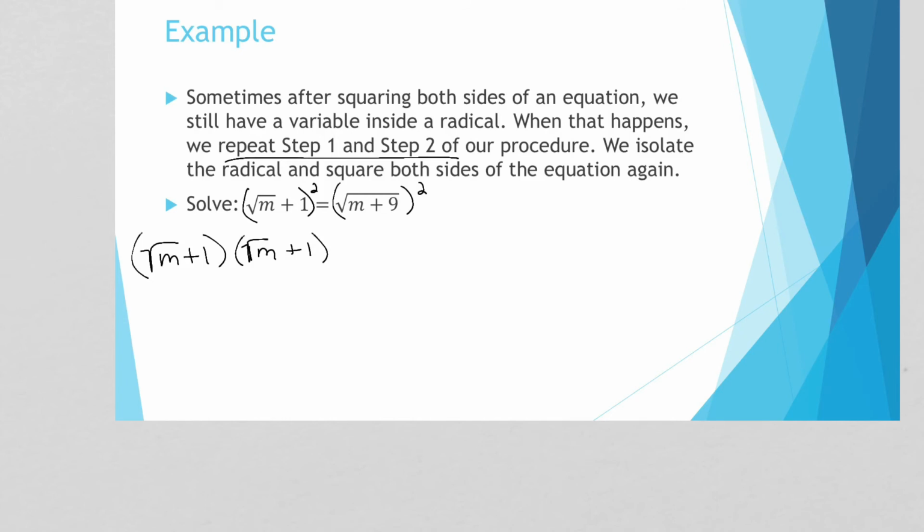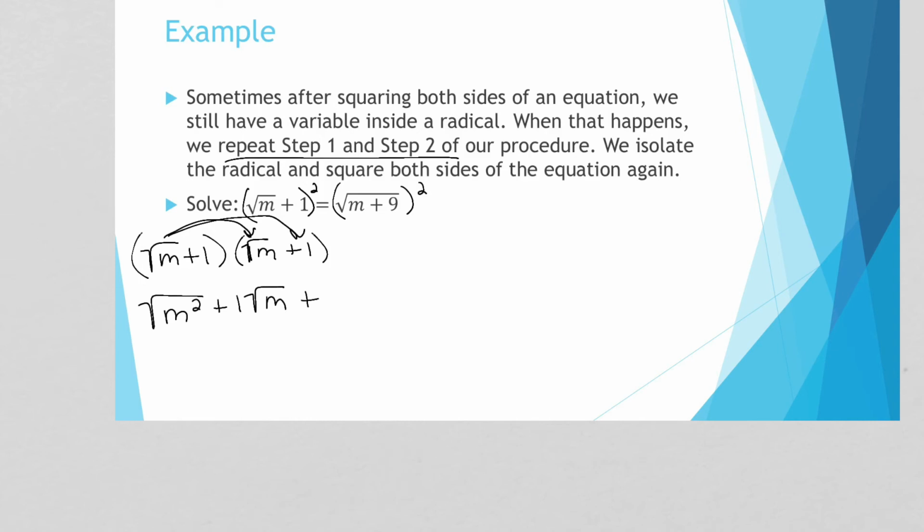Now I'm going to go ahead and use the distribution property. So square root of m times the square root of m is the square root of m squared. Square root of m times 1 is 1 square root of m. You don't have to put the 1 out front. It's understood to be there, but it helps sometimes to remember that you need to add your like terms together.